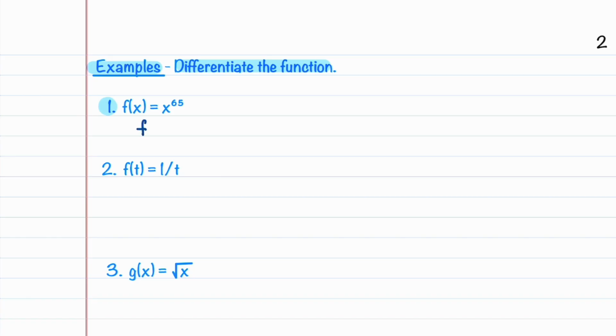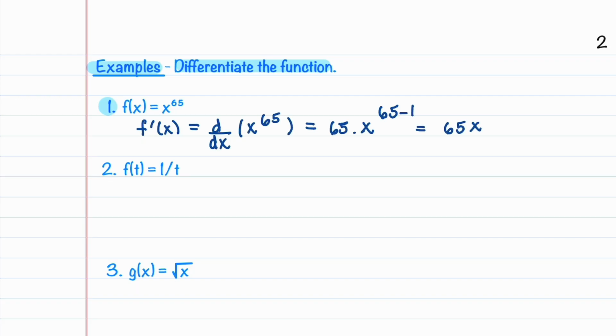We're going to write this as f prime of x is the derivative with respect to x of x to the 65. Using the power rule, we are going to take the 65 that's in the exponent, pull it out in front, and then multiply it by x to the 65 minus 1. So you're going to subtract 1 from your exponent. This gives us 65x to the 64th power. And that's our derivative. Let's look at our next example.